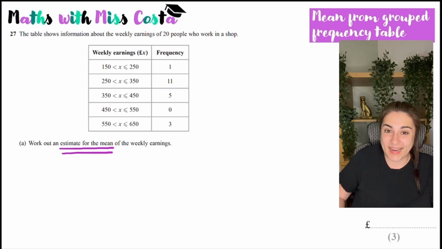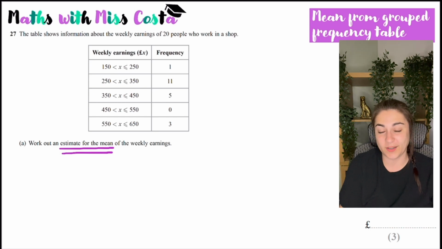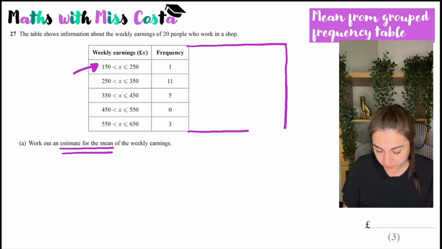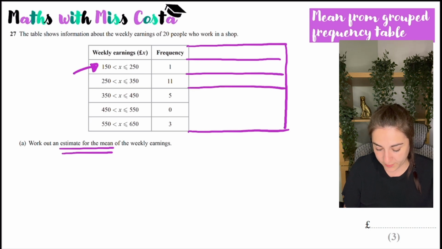Now, the reason we say an estimate is because with these questions, we always have a range. So here we know that one person has a weekly earning of between 150 and 250 pounds, but we don't know the exact value. So if we ever have to work out the mean from a grouped frequency table, the first step is that we want to work out the midpoint of our class intervals.